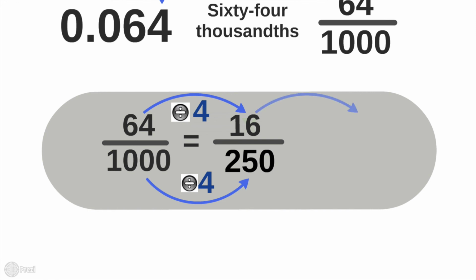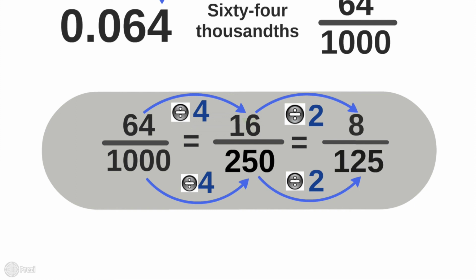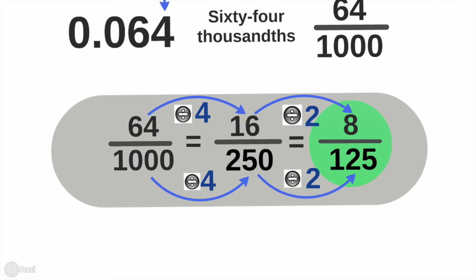Now let's reduce it again. Let's divide them both by 2. That's going to give us 8 on the top and 125 on the bottom. Turns out nothing else can go into both the numerator and the denominator. So here is our simplified fraction, our ratio of 8 over 125, which is the exact same as 0.064.